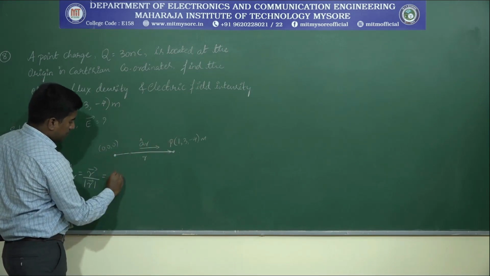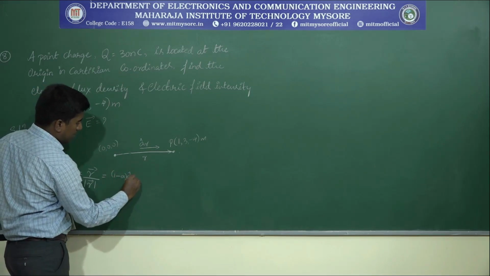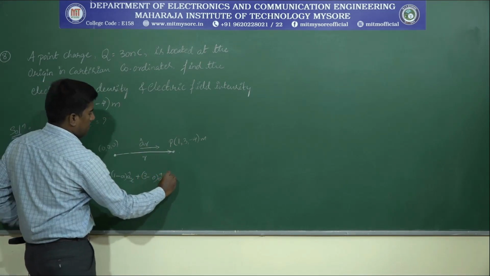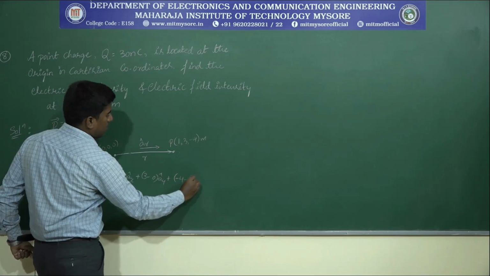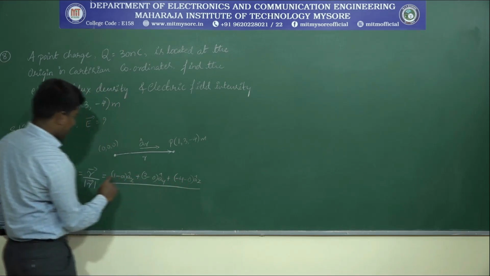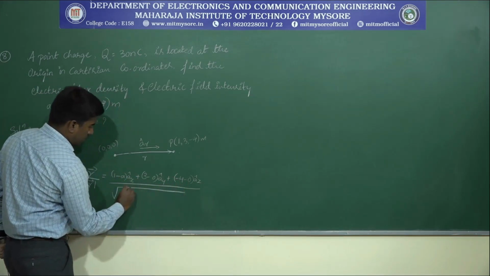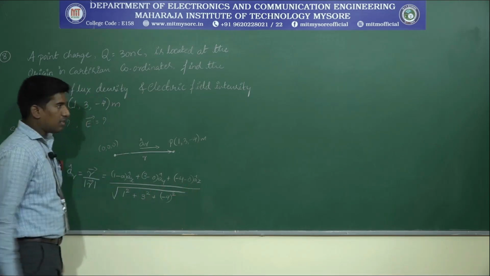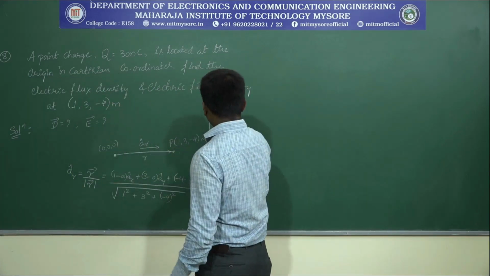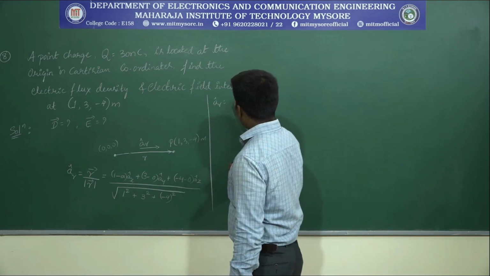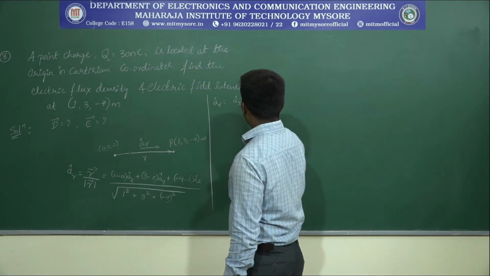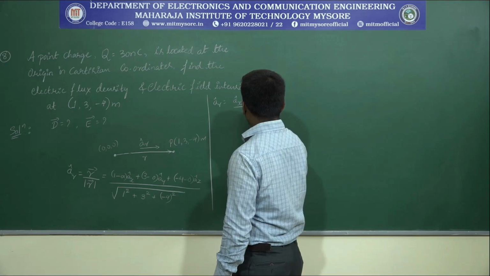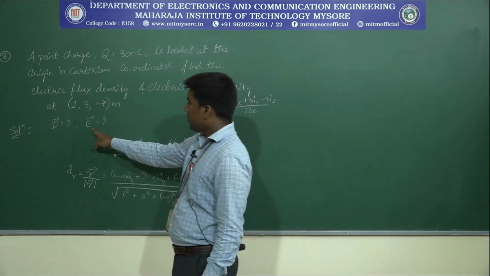So 1 minus 0 into a cap x plus 3 minus 0 into a cap y plus minus 4 minus 0 into a cap z, divided by square root of 1 square plus 3 square plus minus 4 square. Got it? Now what we are going to get? a cap r is equal to a cap x plus 3a cap y minus 4a cap z divided by root 26.